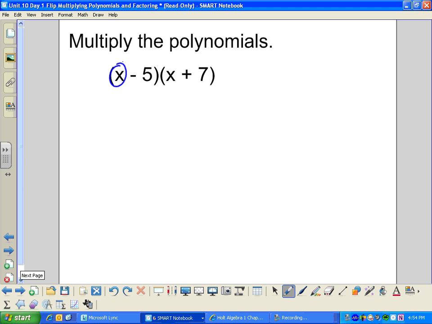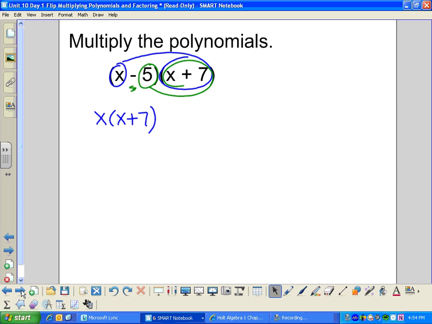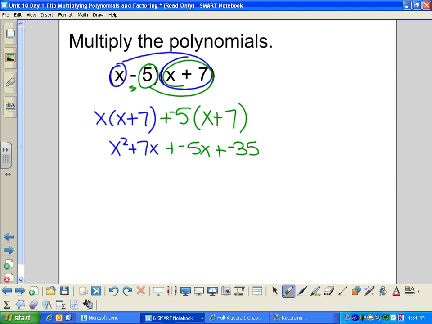In this case, I'm going to have x times this whole binomial minus 5 times this whole binomial. See what that looks like. x times x plus 7 minus 5 times x plus 7. Some of you might like to change that to adding a negative. That's perfectly fine. You could have changed it in the step before, it doesn't matter. You get the same result. So this will be x squared plus 7x plus negative 5x plus negative 35. Do you see like terms to combine? Let's simplify. We get x squared plus 2x plus negative 35, or some of you might like to write that as x squared plus 2x minus 35. Same thing.